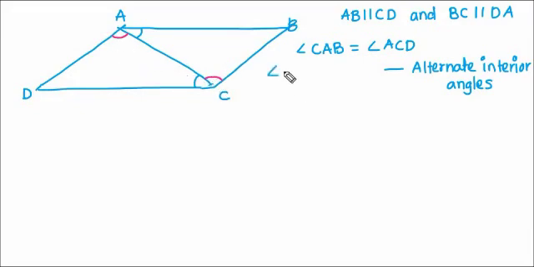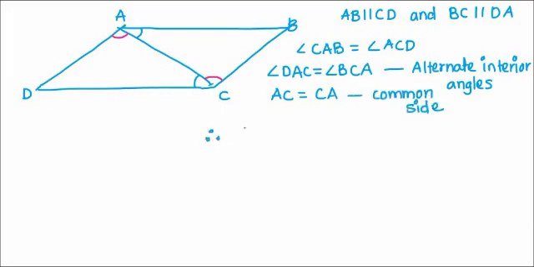Therefore angle DAC is equal to angle BCA. And the third one is AC is equal to CA. Why? Because it's common. And therefore triangle DAC is congruent with triangle BCA. Which congruency are we using? We are using ASA congruency.